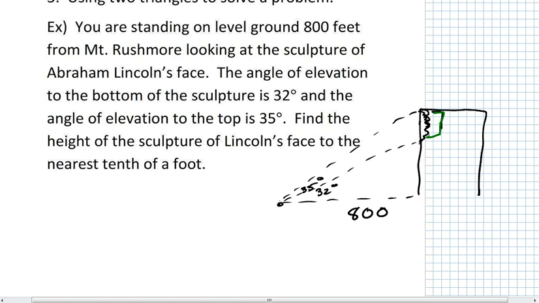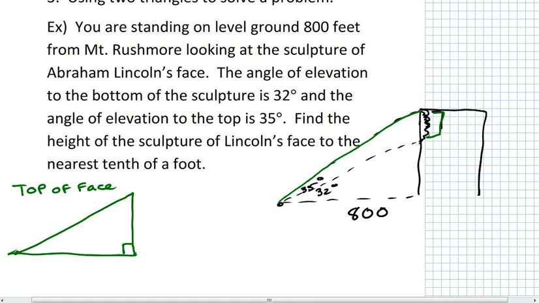So basically you can make two triangles. One triangle here happens basically looking to the top of Lincoln's face. So there's two triangles. One from the ground to the top of his face, and one to the bottom. So to the top of his face, it's a 35-degree angle. You can see to the top here would form this triangle right there. You know it's 800 feet here, so you want to find how tall it is to the top of his face.